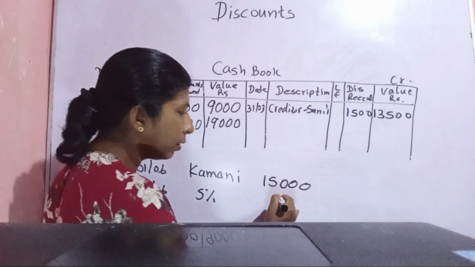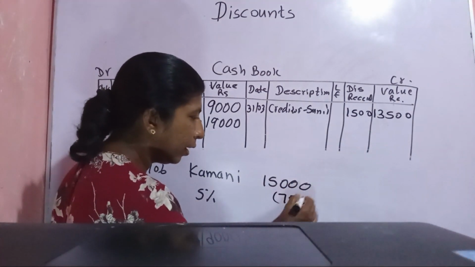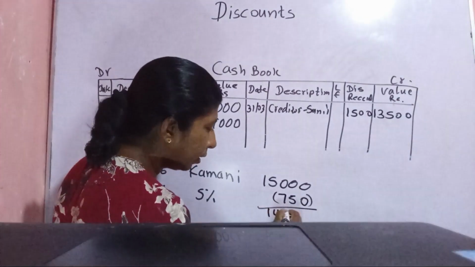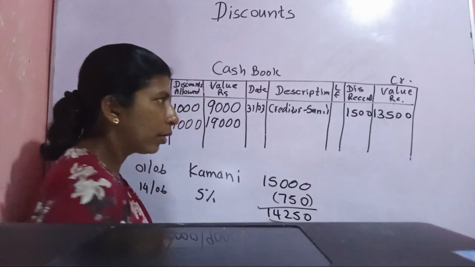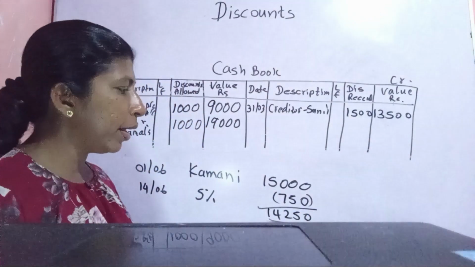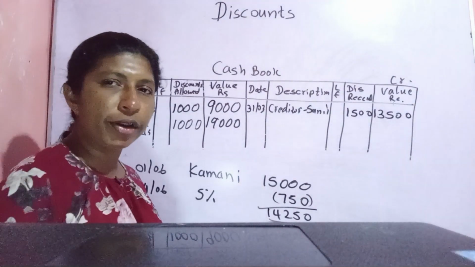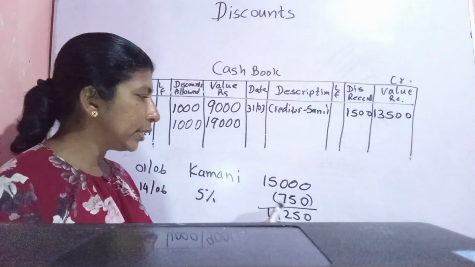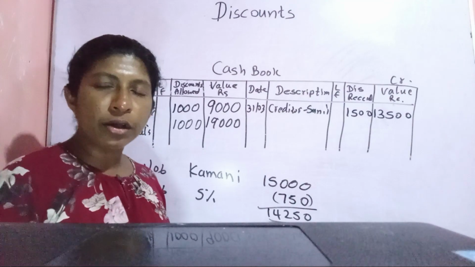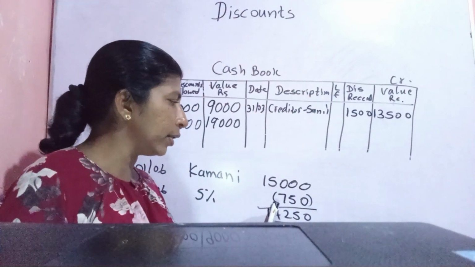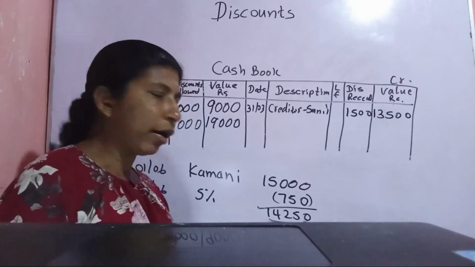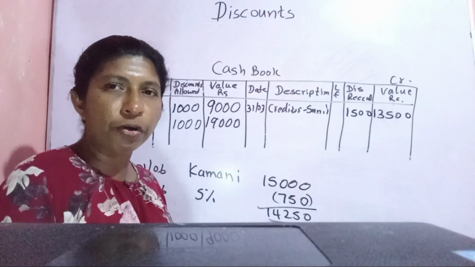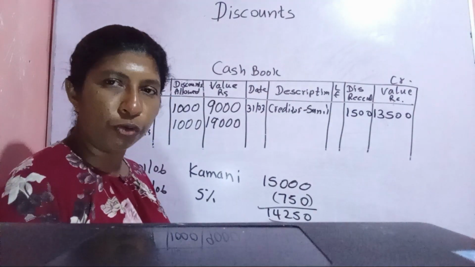15,000 into 5% means 750. We are receiving this discount. We have to pay 14,250. Now we are making the payment of 14,250, and we receive a discount of 750. This 750 is a deduction. It is an income of our business. 14,250 is a decrease of an asset because we are paying this amount out of our cash book, cash account.